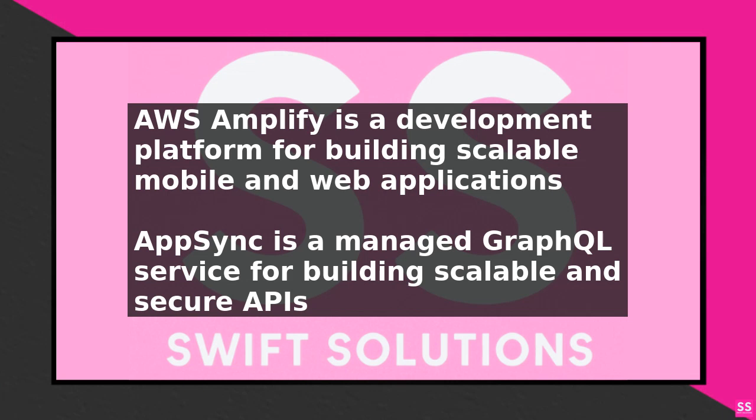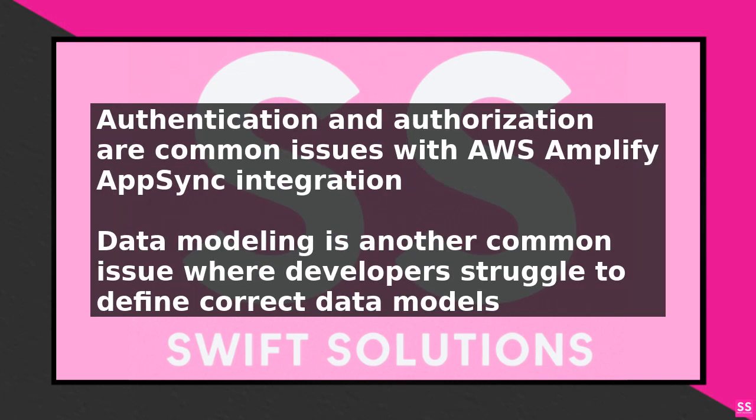Understanding the basics of AWS Amplify and AppSync. Before diving into the common issues, it is essential to understand the basics of AWS Amplify and AppSync. AWS Amplify is a development platform that helps developers build, deploy, and manage scalable mobile and web applications. AppSync, on the other hand, is a managed GraphQL service that makes it easy to build scalable and secure APIs.